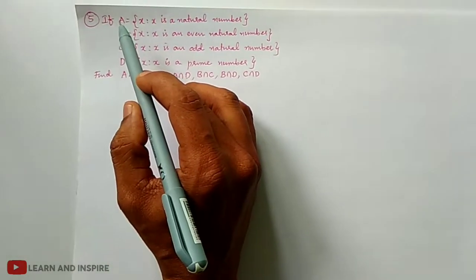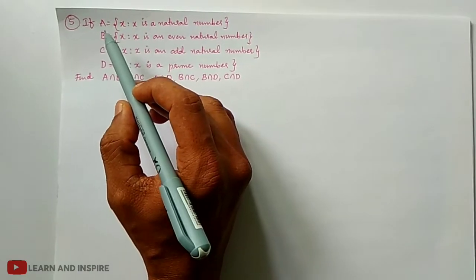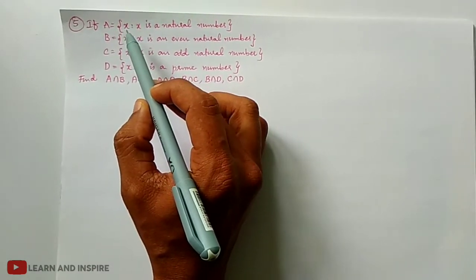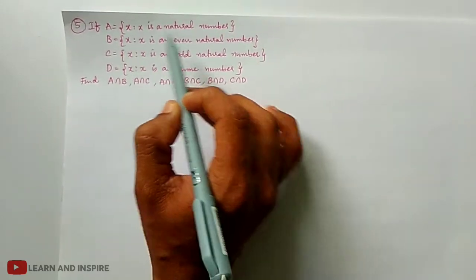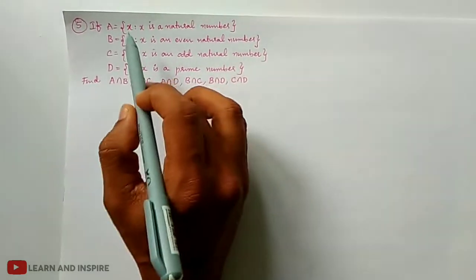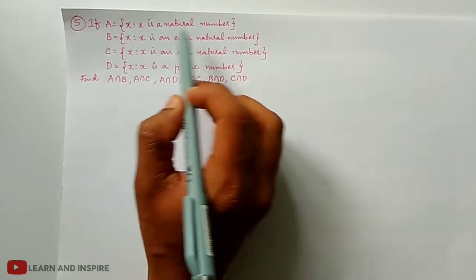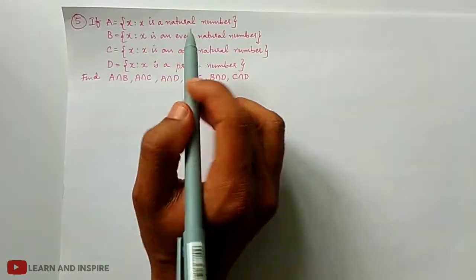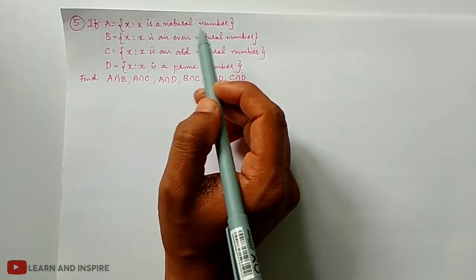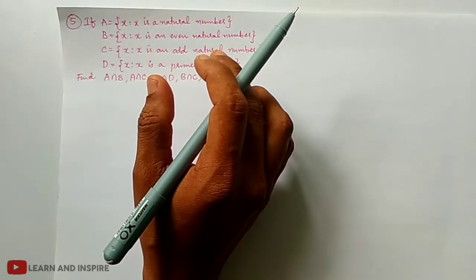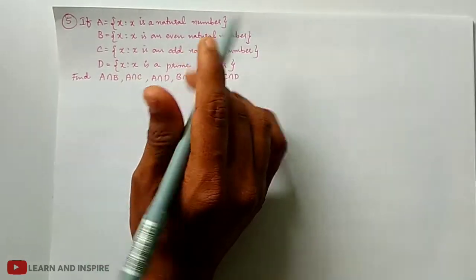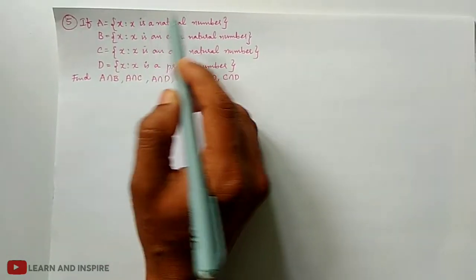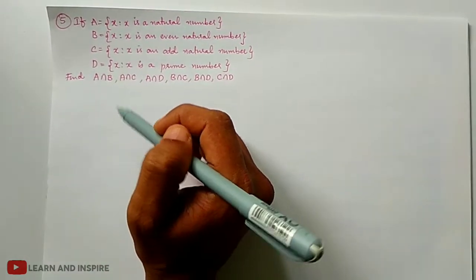That is question number 5. So what is question number 5? If set A is equal to {x such that x is a natural number}. This is in set builder form, so we have to convert this set builder form into roster form. You know how to convert into roster form: roster form is nothing but the elements separated with commas.